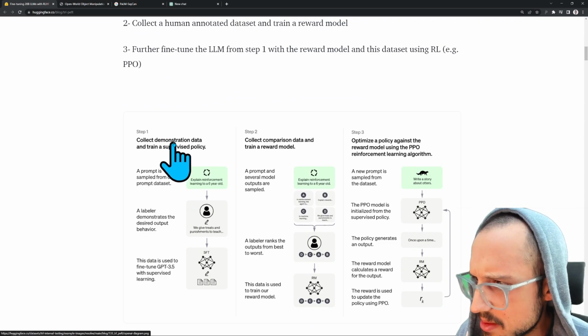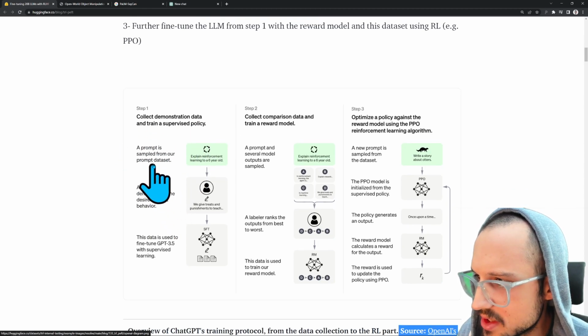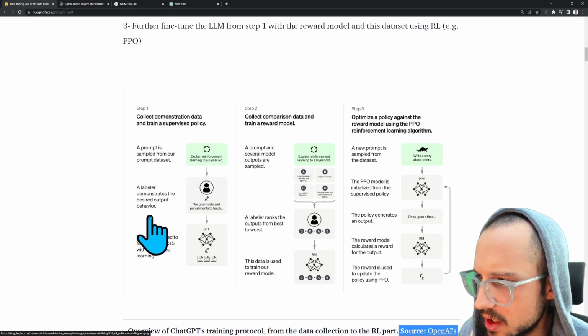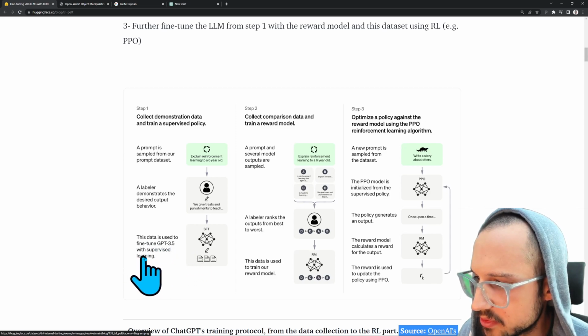Collect demonstration data and train a supervised policy. A prompt is sampled from our prompt data set. Explain reinforcement learning to a 6-year-old. A labeler demonstrates the desired output behavior. We give treats and punishments to teach blah, blah, blah, blah, blah. And this data is used to fine-tune GPT 3.5 with supervised learning.